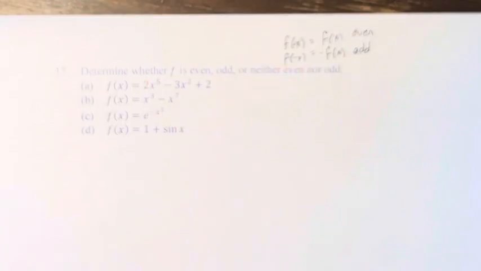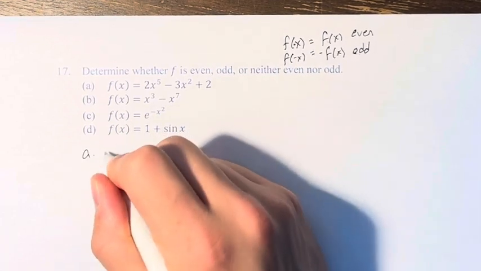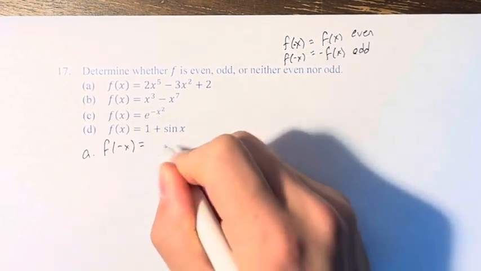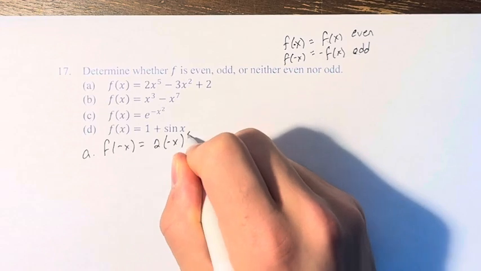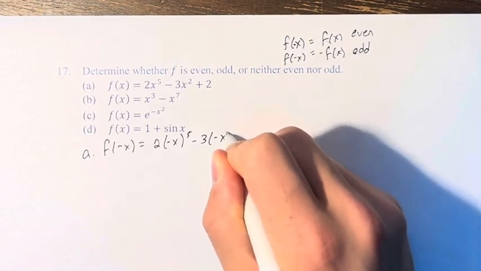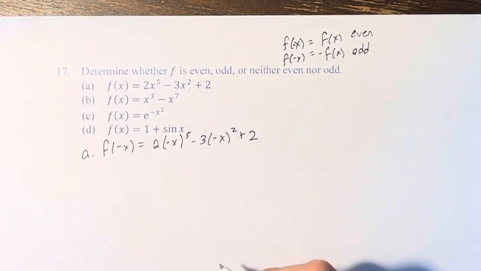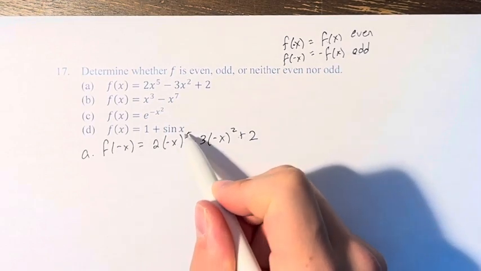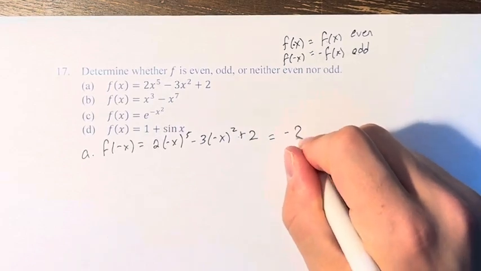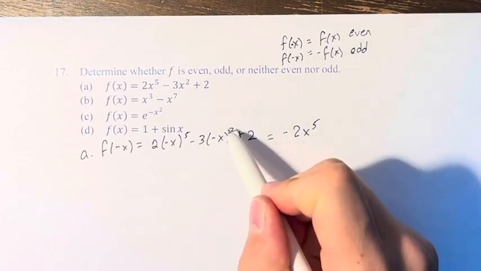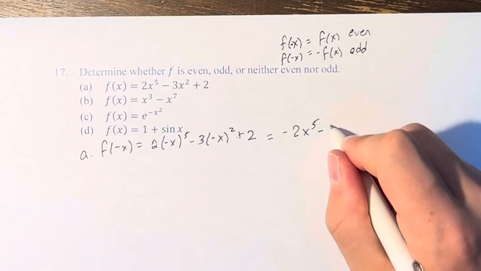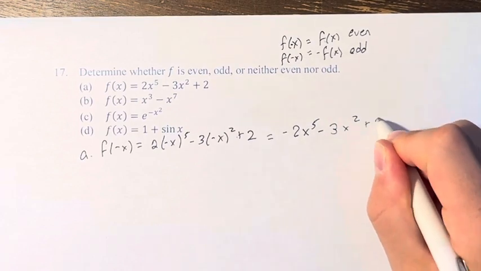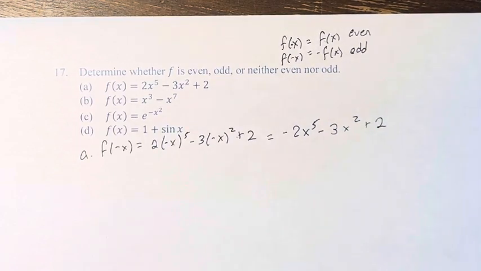functions. So, for a, f of negative x is 2 times negative x to the fifth minus 3 times negative x squared plus 2. Negative x to the fifth is negative x to the fifth. So this becomes negative 2x to the fifth. Negative x squared is just positive x squared. So minus 3x squared plus 2. This is not equal to f of x, and it's also not equal to negative f of x.